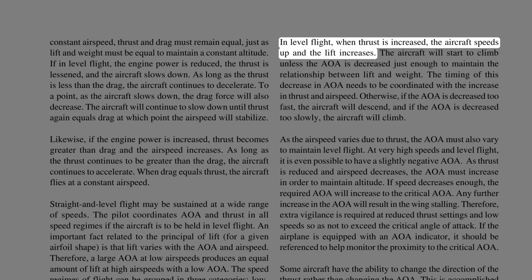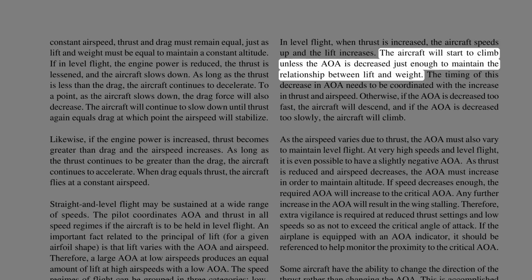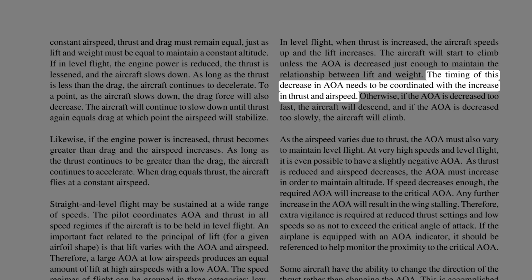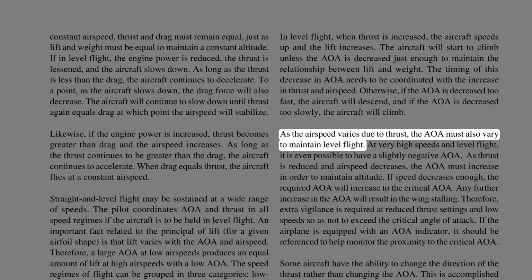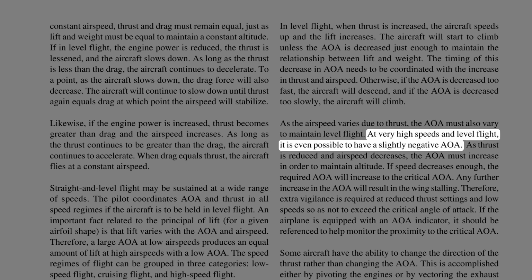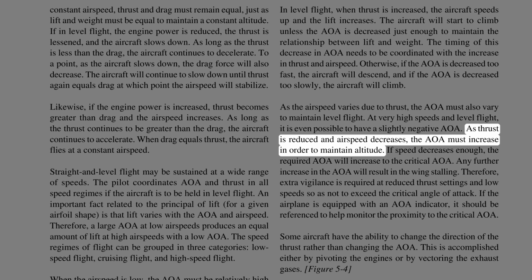In level flight, when thrust is increased, the aircraft speeds up and the lift increases. The aircraft will start to climb unless the AOA is decreased just enough to maintain the relationship between lift and weight. The timing of this decrease in AOA needs to be coordinated with the increase in thrust and airspeed. Otherwise, if the AOA is decreased too fast, the aircraft will descend, and if the AOA is decreased too slowly, the aircraft will climb. As the airspeed varies due to thrust, the AOA must also vary to maintain level flight. At very high speeds in level flight, it is even possible to have a slightly negative AOA. As thrust is reduced and airspeed decreases, the AOA must increase in order to maintain altitude.